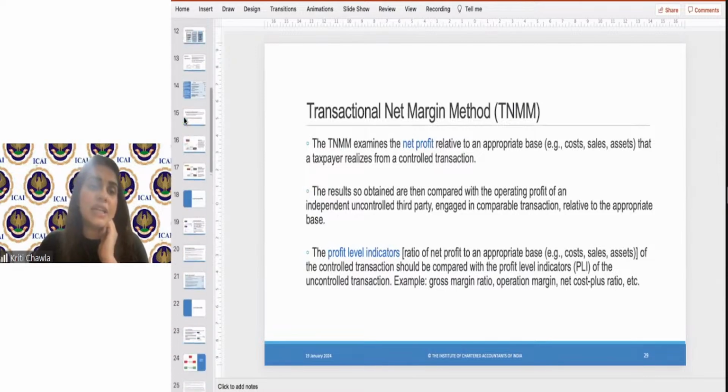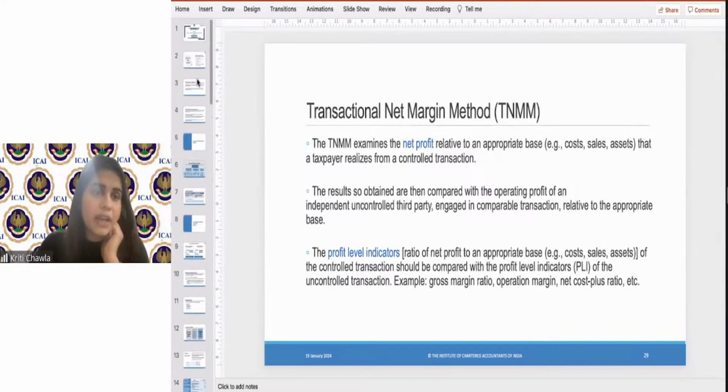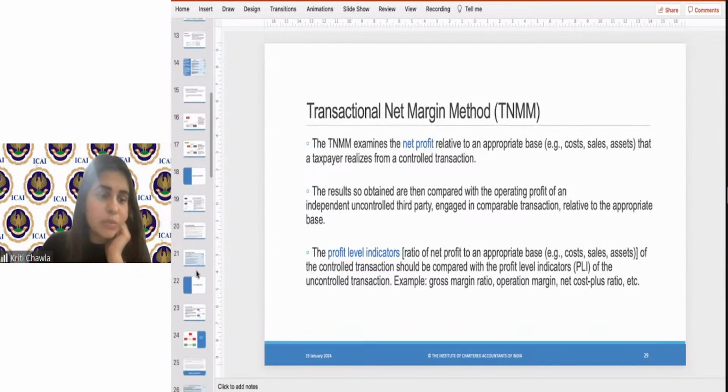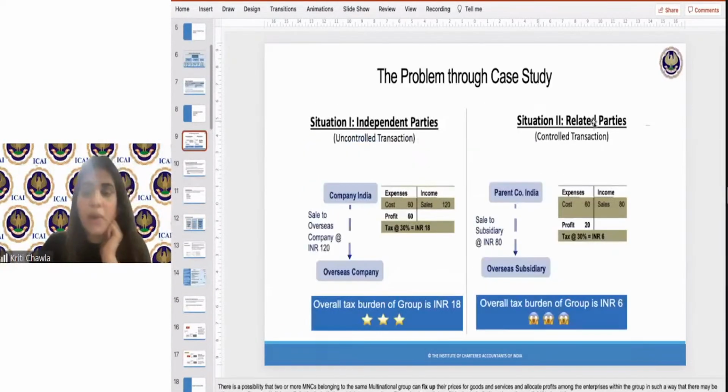Meaning to say that I'll go back to my case study and try to see what margin my party is earning. So I'll look at this particular situation and try to find out what the margin is in percentage terms, what margin my related party is earning. Then I'll try to find out similar companies in the industry. When I say similar companies, I basically mean all those comparability factors that we discussed, and I'm going to talk about them in detail going forward also.